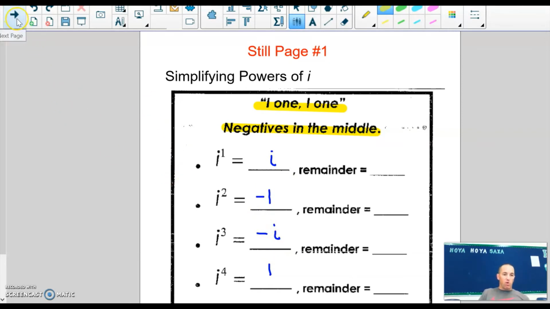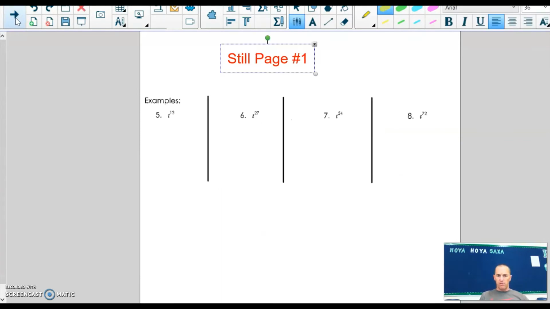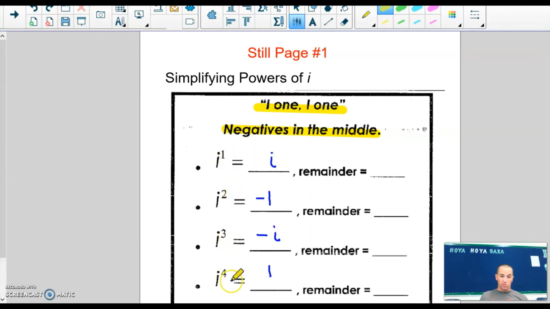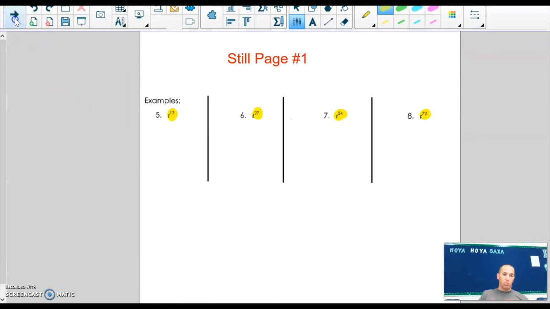So as we move forward with this, if you look at the bottom of the page, you'll see that the exponents get kind of large. So we have 13, 27, 54, and 72. Yes, there are only 4 versions, and it's 1, 2, 3, 4, 5, 6, 7, 8, and so on and so forth. But I don't think anybody wants to count straight up to 72. So what's the strategy? How do we figure out which one of the 4 versions of i represents, say, i to the 27th?